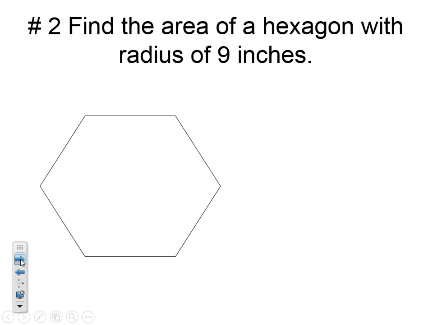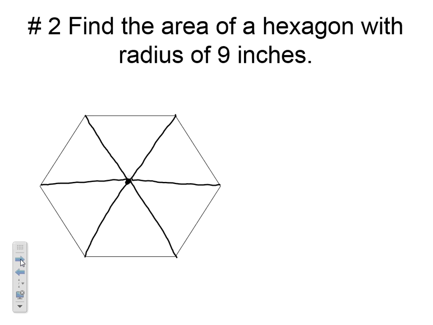This example, ladies and gentlemen, is we're going to find the area of a hexagon with the radius of 9 inches. So first thing I'm going to do is set up my hexagon. I'm going to put in my center. I'm going to separate all of my triangles here so I can see how many equal triangles I have. And now I'm going to work out this triangle down here. I know that my radius is 9. Now remember, radius is from the center to the vertex. So my radius is 9.